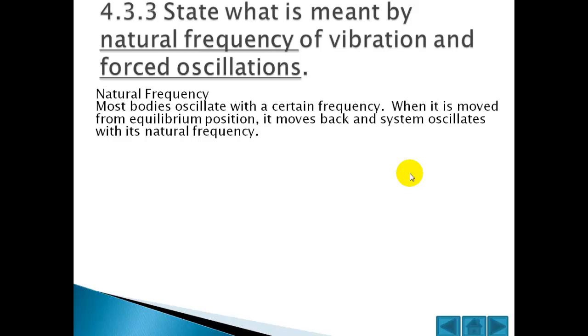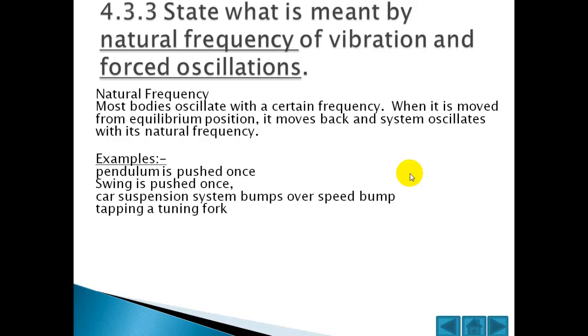Most bodies oscillate with a certain frequency, like a pendulum or a mass on a spring. When it is moved from its equilibrium position, it moves to and fro, up and down, or back, and the system oscillates with a certain natural frequency. A pendulum is a very simple oscillator, and so is a mass on a spring.